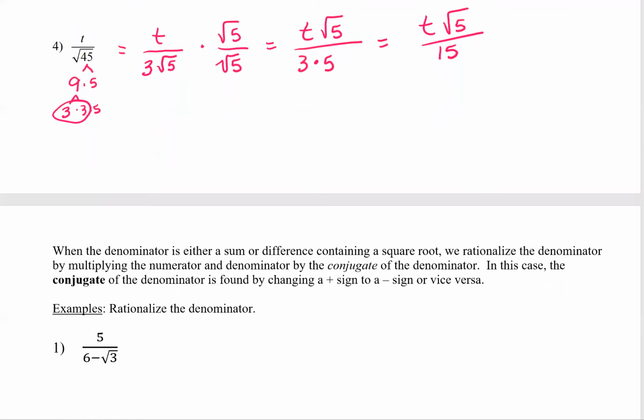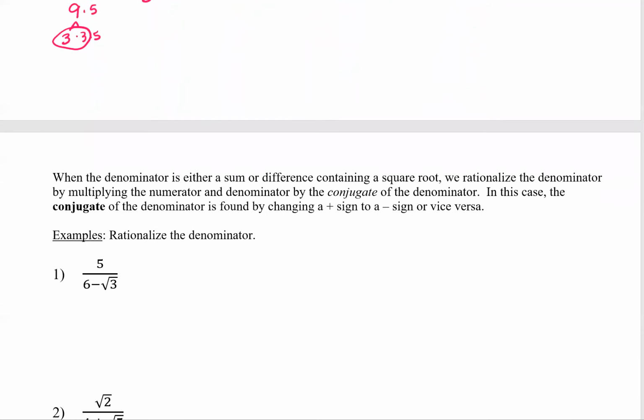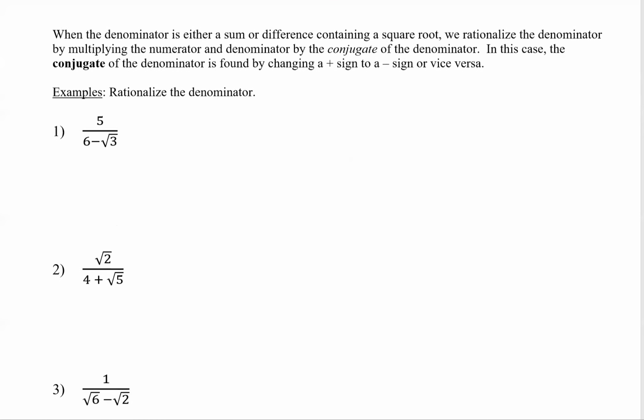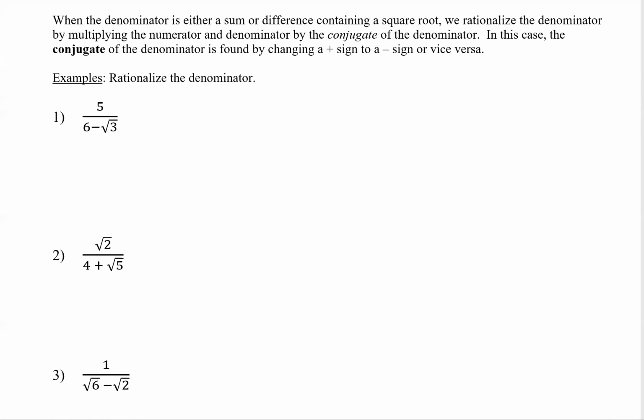So I bet you're asking, well, what happens if there's a binomial in the denominator? Well, stick around. We're going to answer that question. When the denominator is either a sum or difference containing a square root, we rationalize the denominator by multiplying the numerator and the denominator by the conjugate of the denominator. In this case, the conjugate of the denominator is found by changing a plus sign to a minus or a minus to a plus.